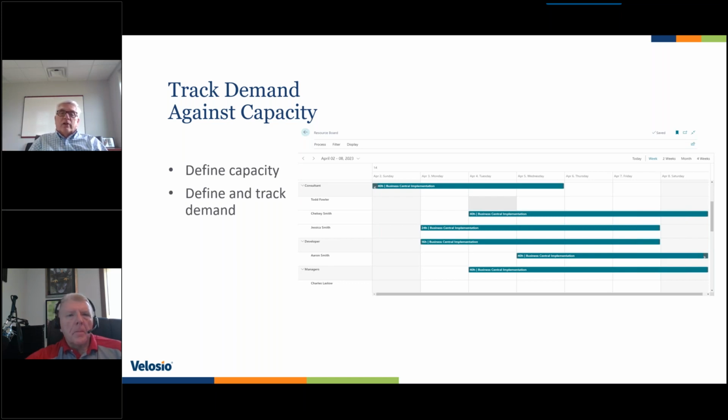So utilization on a 20-hour-a-week employee, 10 hours of 20 hours available, is 50% utilized, whereas 20 hours on 40 hours would be 50% utilized as well. So we've got to really look at it that way. And then being able to track the demand for that resource and lay it out based upon that capacity is a really important magic behind it, if that makes sense.